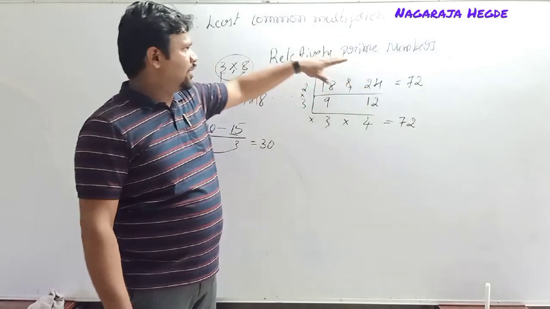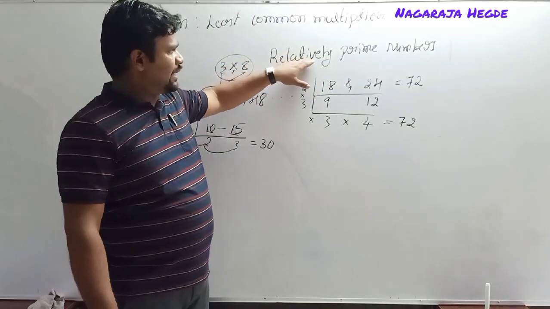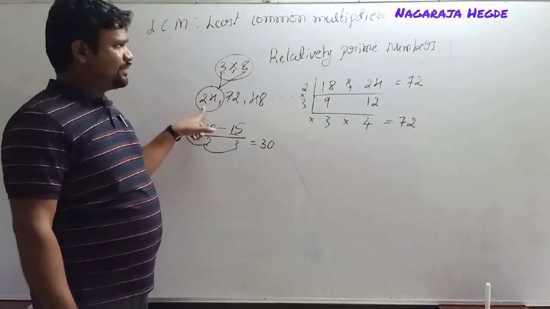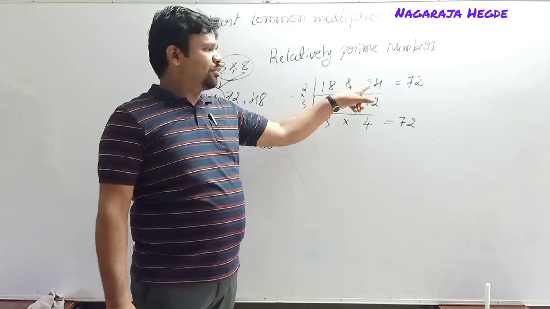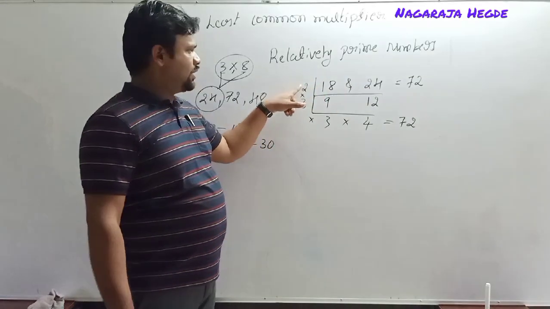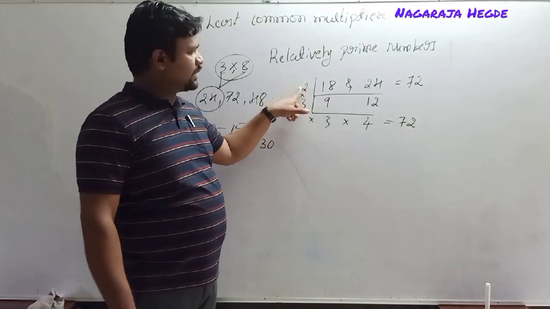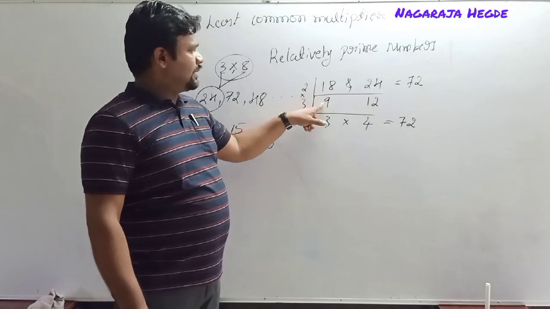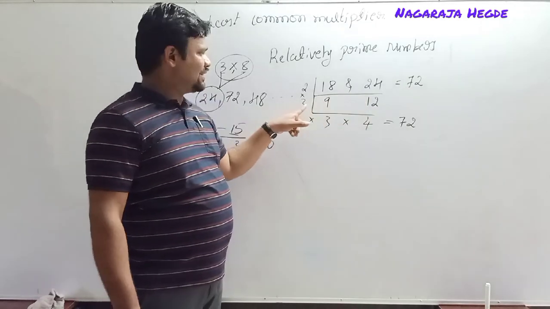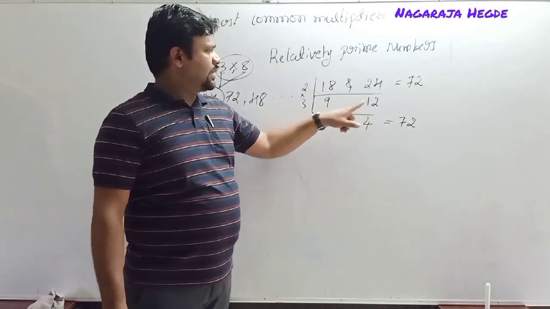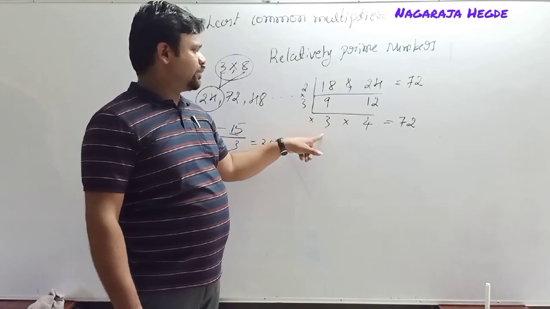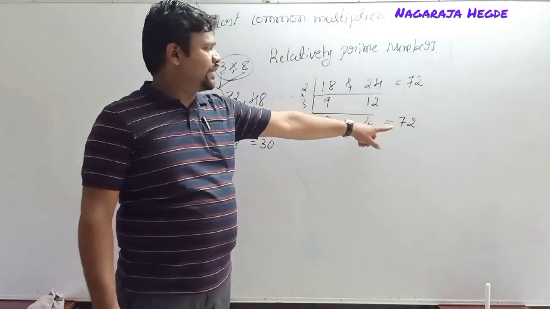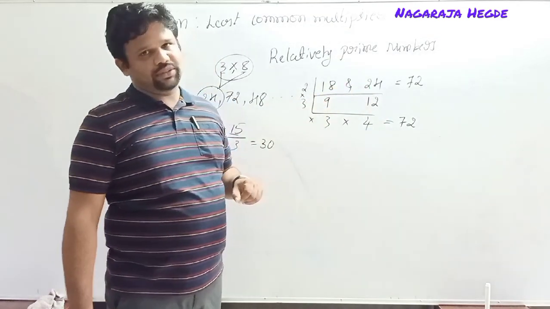Take two numbers, find out whether they are relatively prime or not. If they are relatively prime numbers, the LCM of those two numbers is nothing but the product of those two numbers. If they are not relatively prime numbers, find the common factor. Start with the smallest common factor, 2. So 2 nines are 18, 2 twelves are 24. Then 9 and 12, again they have the common factor 3. 3 threes are 9, 3 fours are 12. Now multiply: 4 threes are 12, 12 threes are 36, 36 twos are 72. 72 is the LCM of these two numbers.